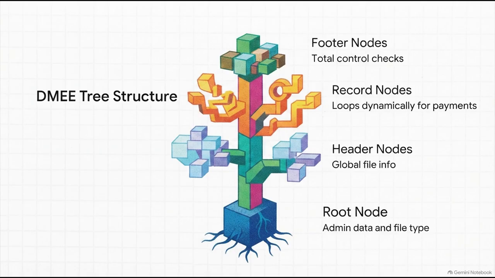The trunk of the tree is your root node. This defines all the high-level administrative data, like whether we're ultimately outputting an XML or just a flat file. The next branch down, those are your header nodes. This is your global file info that only appears once per file, like the creation date or your company's bank identifier. Then things get really interesting with the record or transaction nodes.